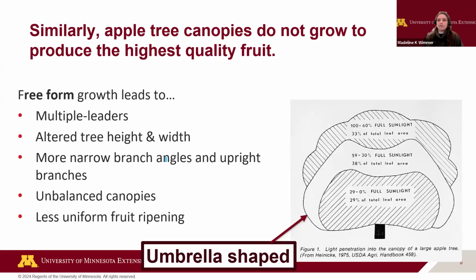You may end up having very narrow branch angles and very upright branches, and this can lead to unbalanced canopies as well as less uniform fruit ripening. This type of science was studied decades ago, really. Here's a picture from 1975 of a preformed umbrella-shaped apple tree showing that the first coating on the outside of that type of shape would get a lot of sunlight, but that sunlight would reduce as you continue to go into the canopy.